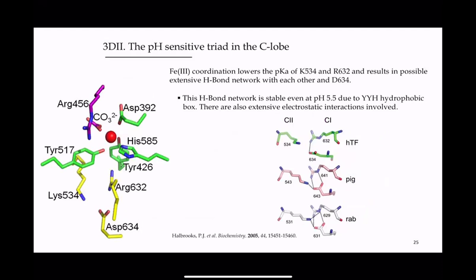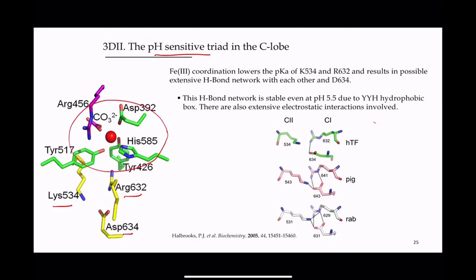And so we have what is referred to as a pH-sensitive triad. All right, so where is this located? It consists of lysine 534, arginine 632, and aspartate 634. And essentially they are interacting with one another via an electrostatic attraction. And so you see where they're located with respect to the actual iron binding site in the C lobe.